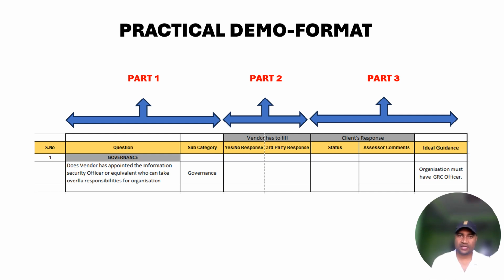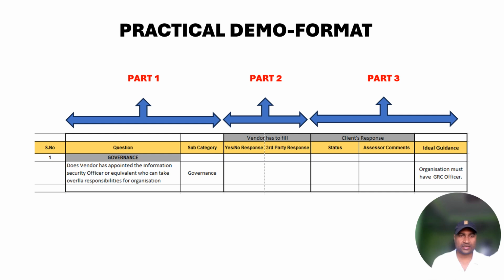There are three sections: part 1, part 2, and part number 3. Part 1 is dedicated to the customer's questionnaires, part 2 is dedicated to the vendor's response, and part 3 is dedicated to the customer's reviewers. And the last column is ideal guidance. That means the ideal answer to that particular question asked in the questions part.